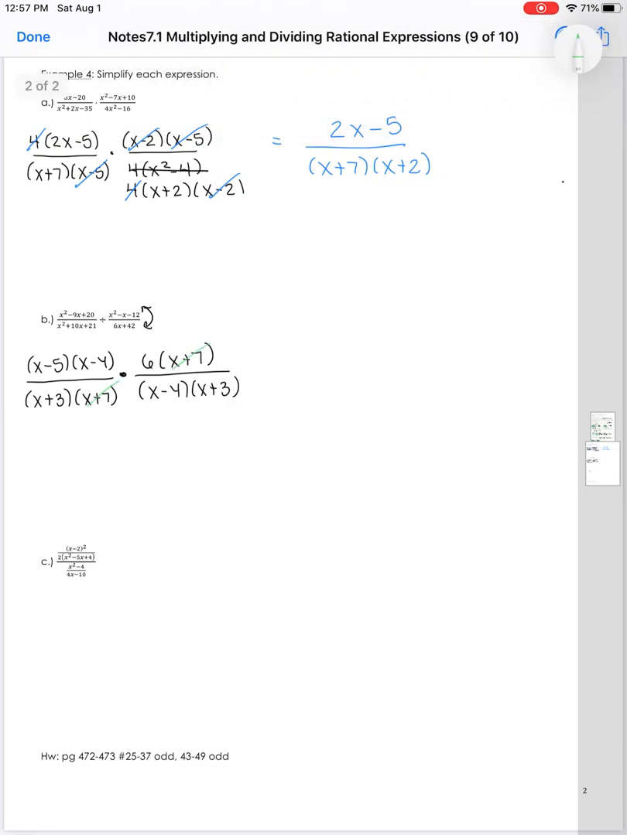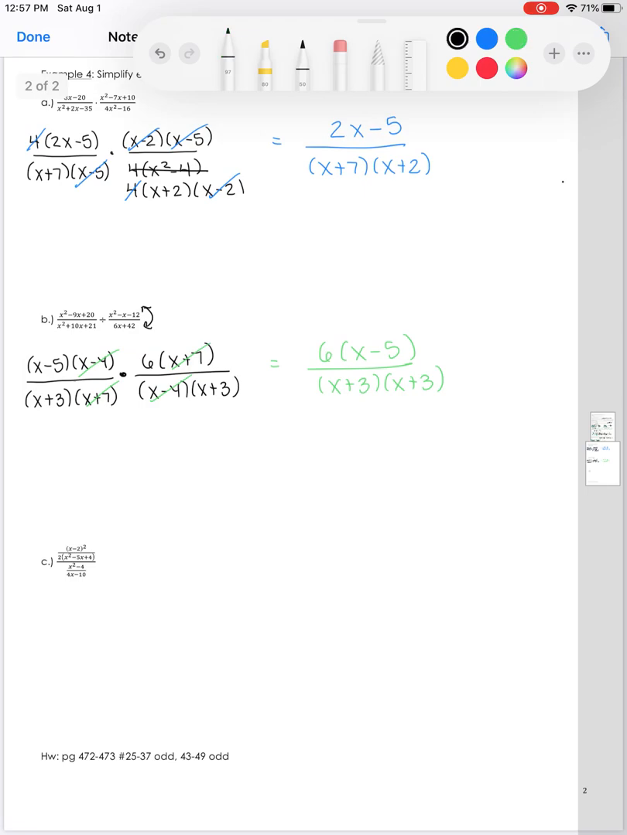So the hard part's over. Now the canceling. X plus 7, x plus 7. X minus 4, x minus 4. And then nothing else goes away. So you have 6 times x minus 5 on the top, and then you have 2 x plus 3's on the bottom. So whether you leave them separate or combine them, it does not matter.